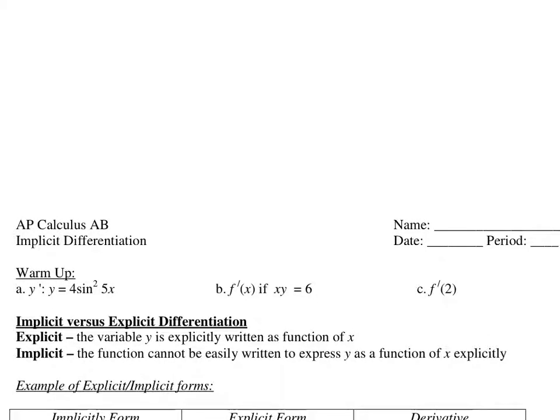So let's warm up a little bit here with a couple of problems as we introduce this concept of implicit differentiation. Okay? So this first one here, we have y equals 4 times the sine squared of 5x. And we want to find y prime.